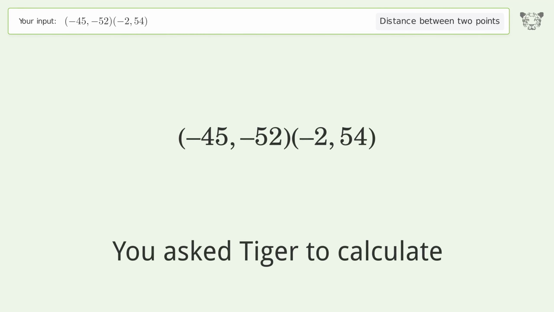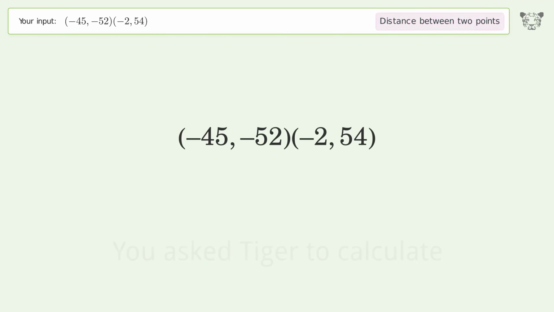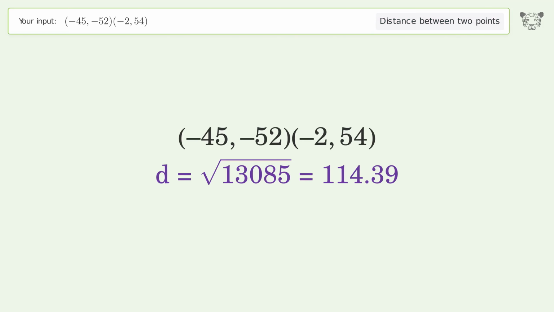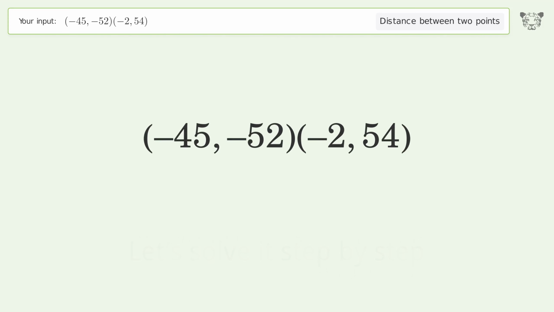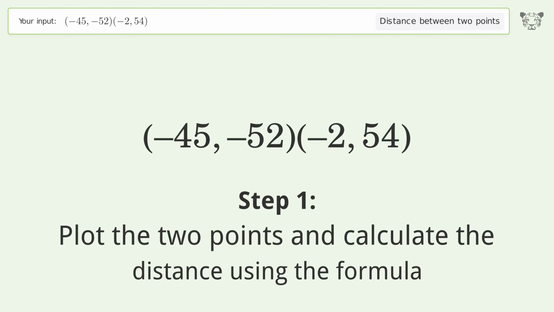You ask Tiger to calculate. This deals with the distance between 2 points. The distance between the 2 points is the square root of 13,085 or 114.39. Let's solve it step by step. Plot the 2 points and calculate the distance using the formula.